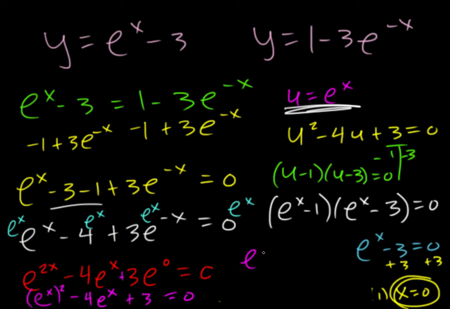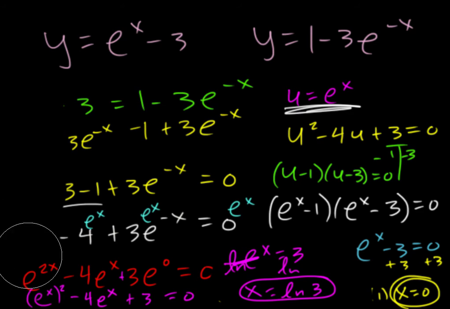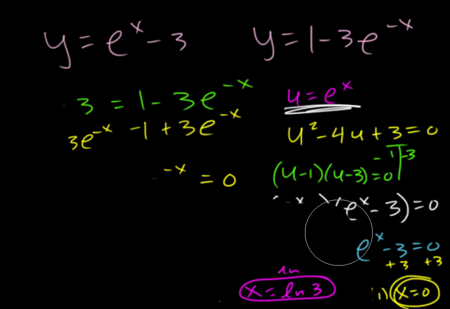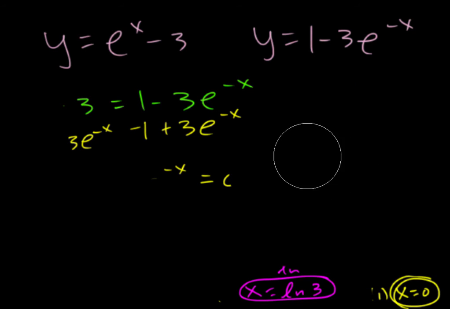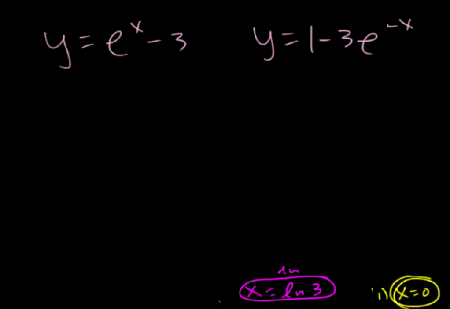So we end up with e to the x equals 3. Natural log both sides, those cancel, x is equal to the natural log of 3. Now we're not done, because the question wanted us to find the points of intersection of these two things. So what we have right now, we have two x values, but we're missing our y values.